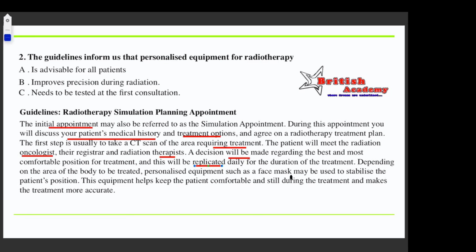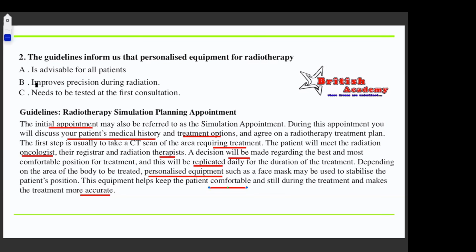Personalized equipment such as face masks may be used to stabilize the patient's position. This equipment helps keep the patient comfortable and still during the treatment and makes the treatment more accurate.